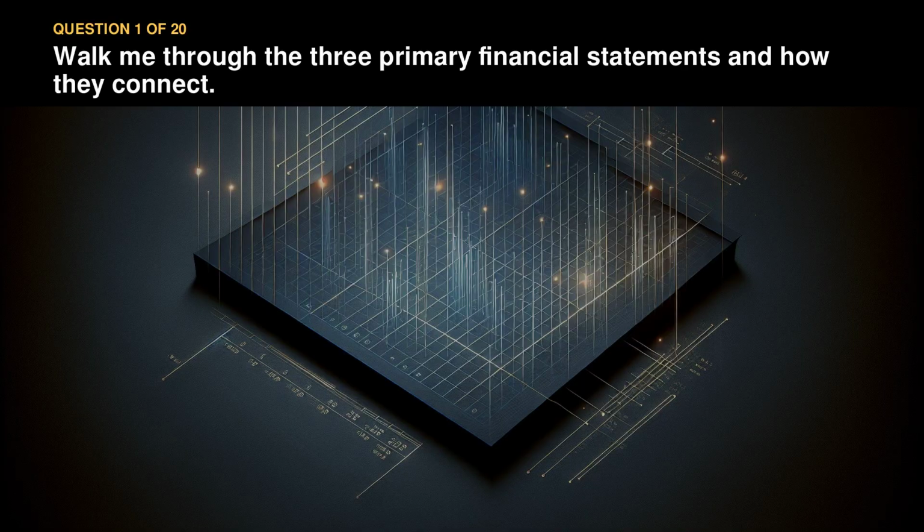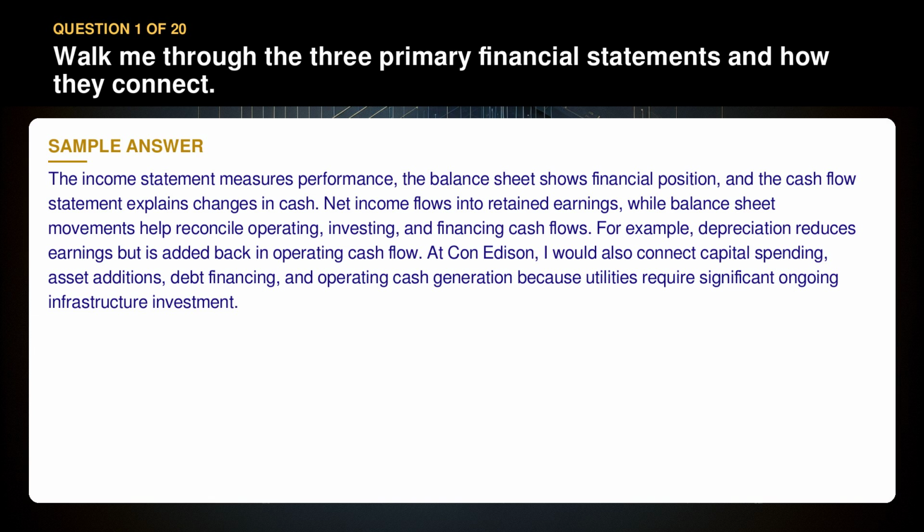Question 1. Walk me through the 3 primary financial statements and how they connect. The income statement measures performance, the balance sheet shows financial position, and the cash flow statement explains changes in cash. Net income flows into retained earnings, while balance sheet movements help reconcile operating, investing, and financing cash flows. For example, depreciation reduces earnings but is added back in operating cash flow.